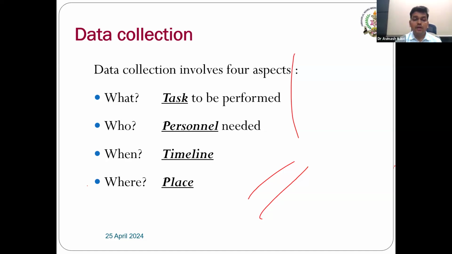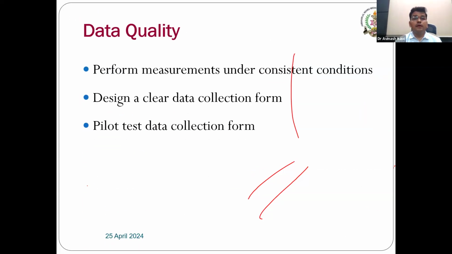And where we are collecting it matters, because if we are collecting data at home, some things can be done at home. If you are collecting the sample, it may be difficult to do at home. So then you have to do it at the primary health center or a community health center or in the hospital. So the task to be performed, the person needed, the timeline and the place are very important for data collection. The data quality has to be ensured under consistent conditions.